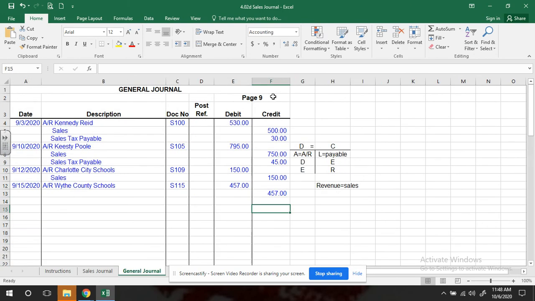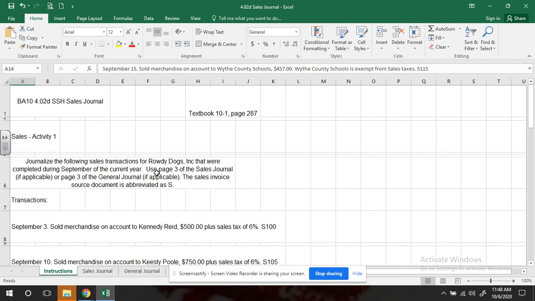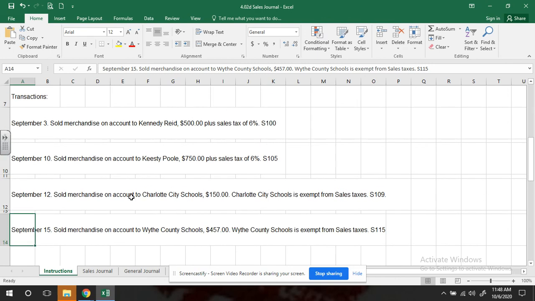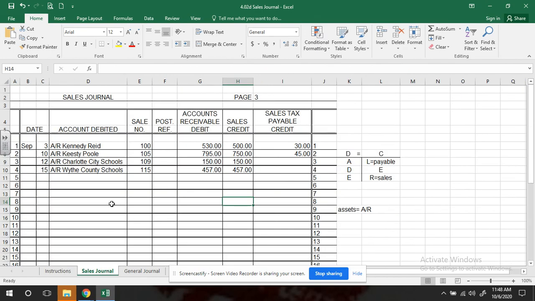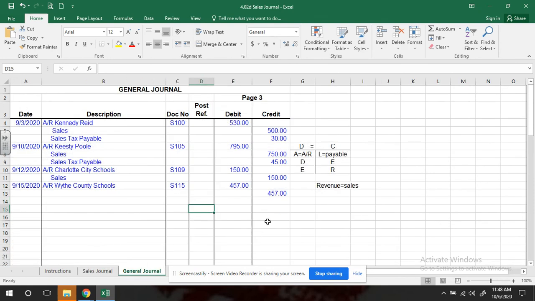Actually, that's not that. Wait a minute. Up here, it said we were supposed to use page 3. So let's correct that. And that came from up here, page 3. Okay, so we got your sales journal done. And we got the general journal doing the same transactions. Always use your DC Adler, folks. It's so, so helpful.